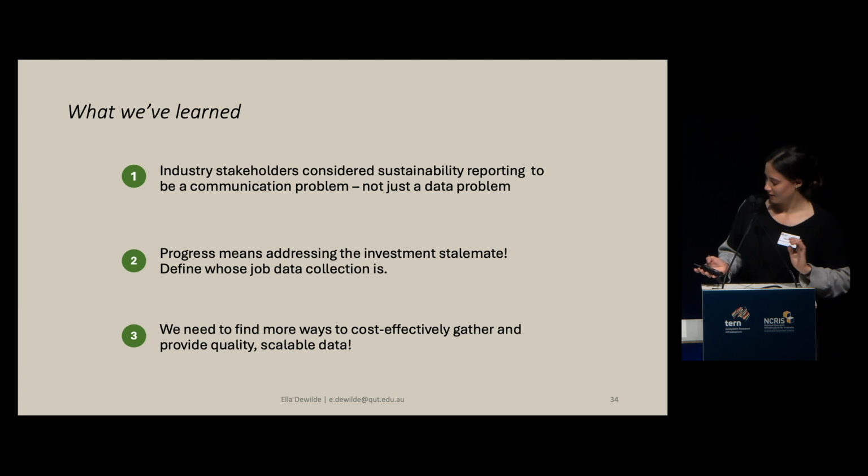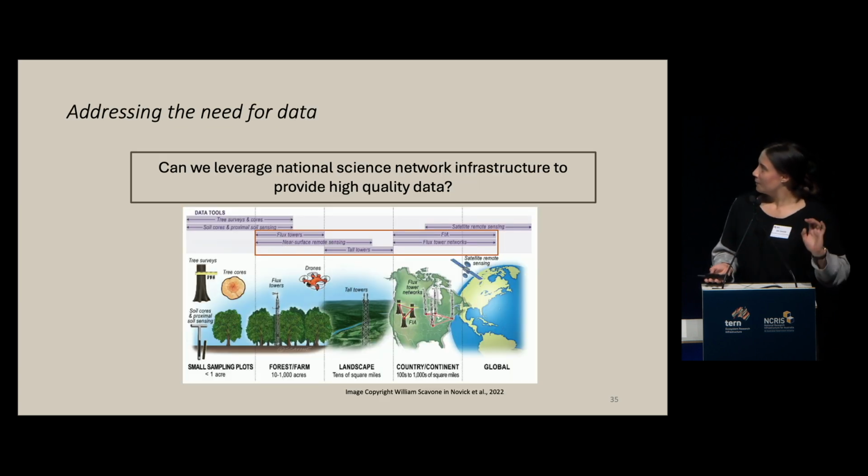And I think by further looking at how we can leverage national infrastructure networks to provide high-quality data, we can perhaps help industry to overcome some of these data challenges. And I will leave it there. Thank you.